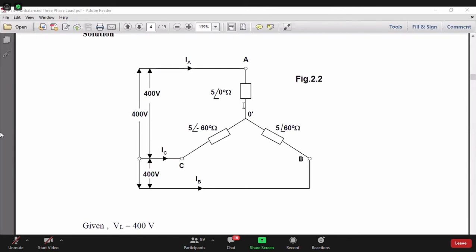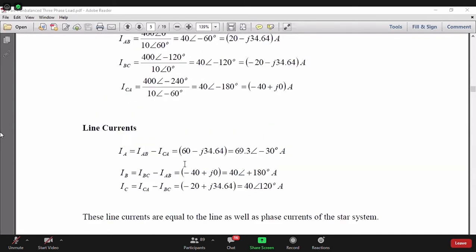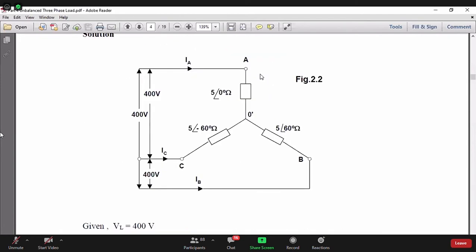Then what will be the star phase voltage? That will be this impedance multiplied by this current. That means, look here, this is IA. IA is 69.3 angle minus 30. So if I ask you what will be the voltage VAO prime, that will be IA multiplied by 5 angle 0 degree. It's known. What is VBO prime? IB multiplied by 5 angle 60 degree. Then VCO prime, IC multiplied by 5 angle minus 60 degree.